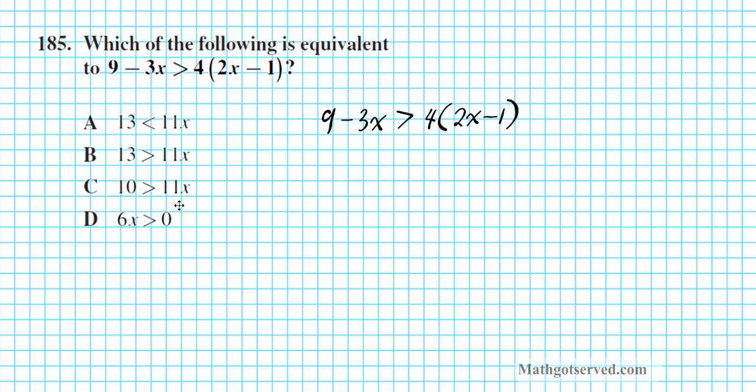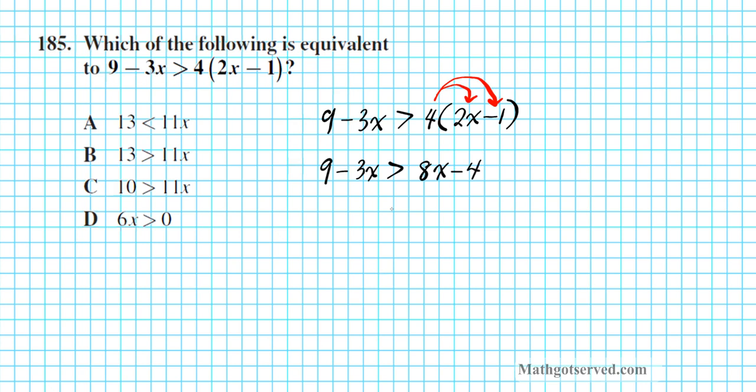x is not solved for completely. If we collect all the x's on one side and all the numbers on the other side, we should be able to determine the correct answer. So what do we do first to simplify? Look at the right side, we have the parentheses there, so we can distribute the 4 to the 2 terms in the parentheses. That yields 9 minus 3x is greater than 8x minus 4.